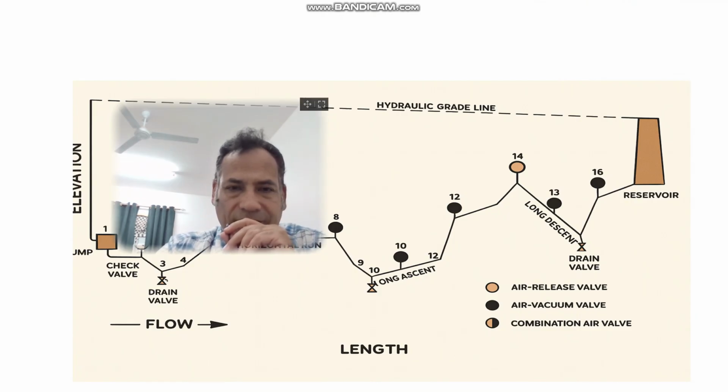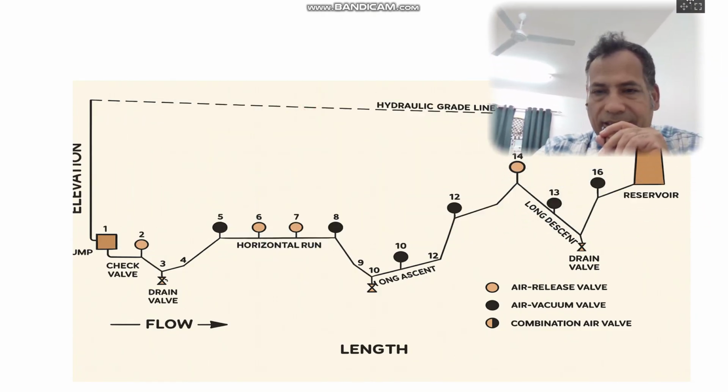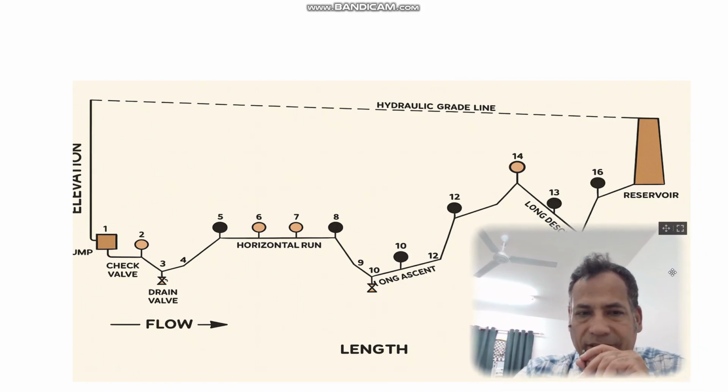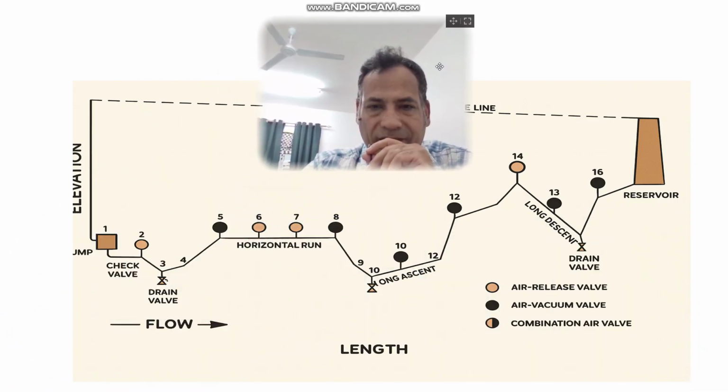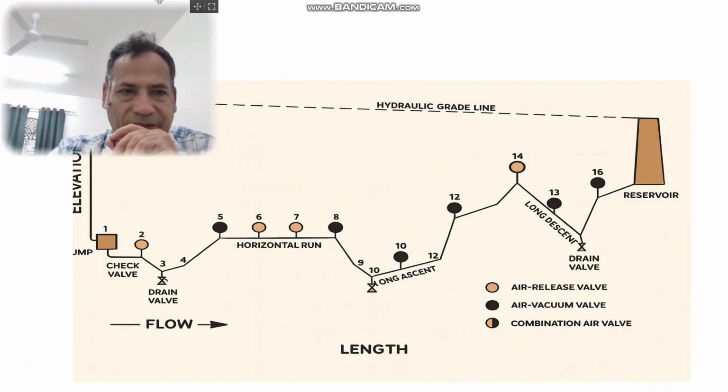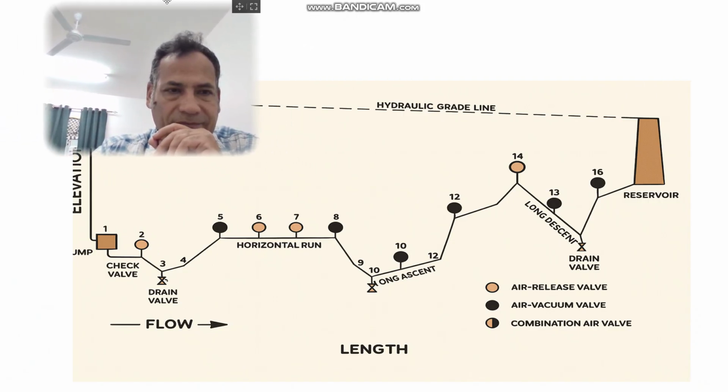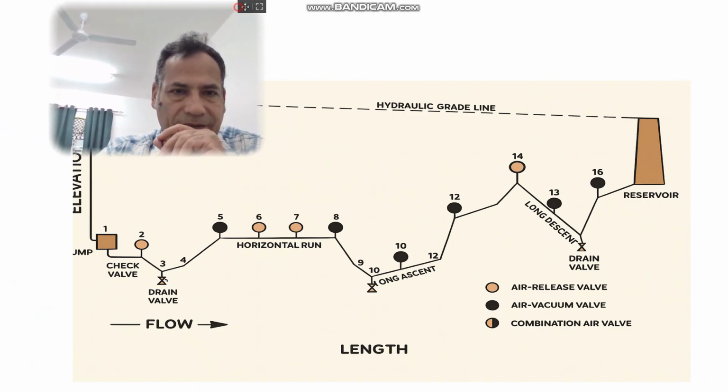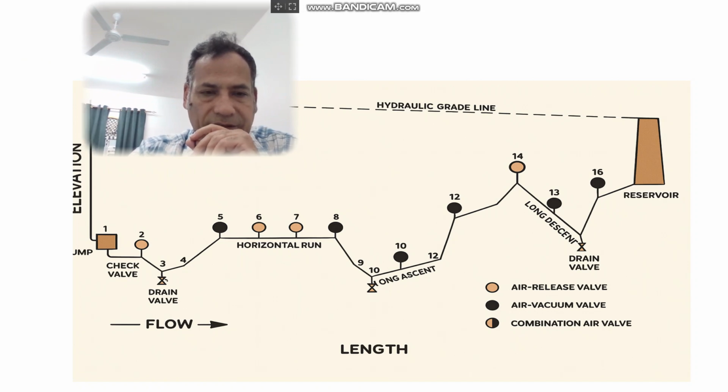Here we have one example. You can see I put my picture here, it's better I think. Okay, here we have one diagram. Here is elevation, and the x axis is length.